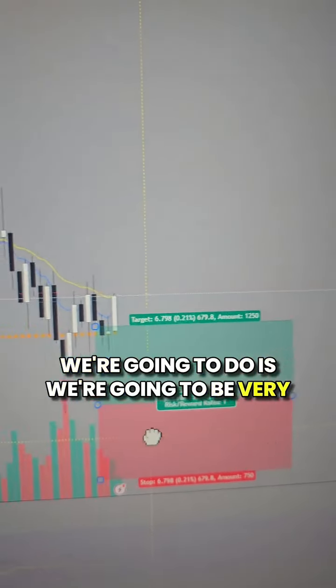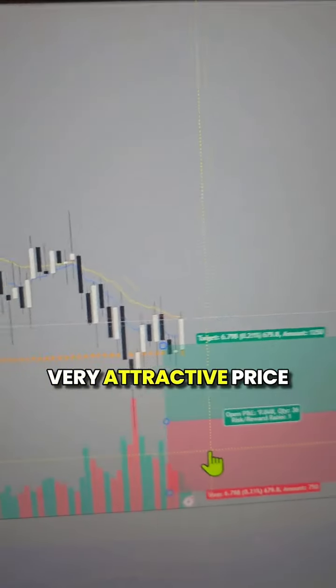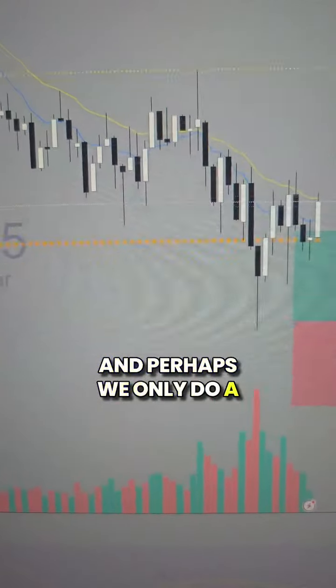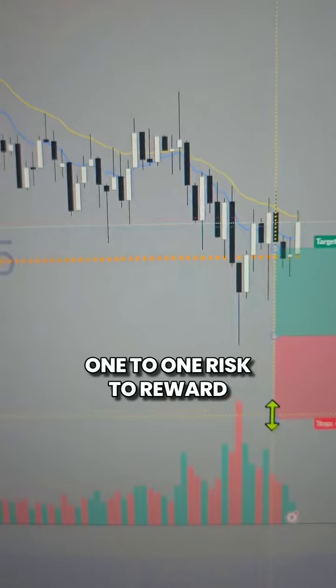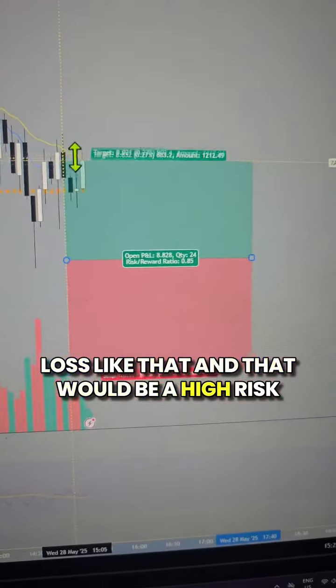Well, what we're going to do is we're going to be very strict on the entry. We want price to pull back quite far if we want to go long so we get a very attractive price. And perhaps we only do a 1-to-1 risk to reward with a proper stop loss like that, and that would be a high risk trade.